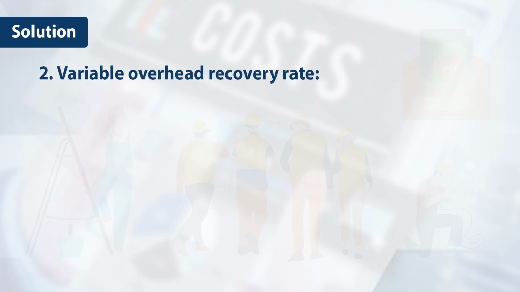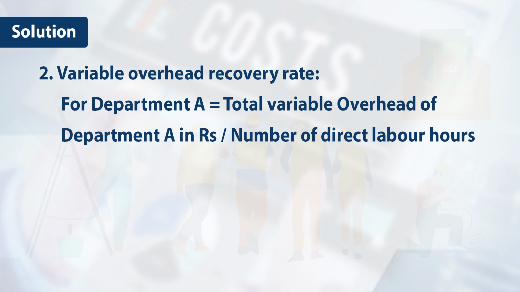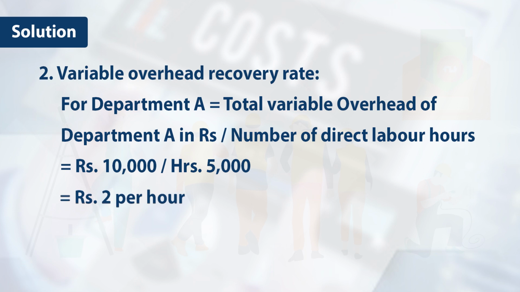Second, we will calculate variable overhead recovery rate. For Department A, it is equal to total variable overhead of Department A in rupees divided by number of direct labor hours, that is equal to rupees 10,000 divided by 5,000 hours, giving us rupees 2 per hour.